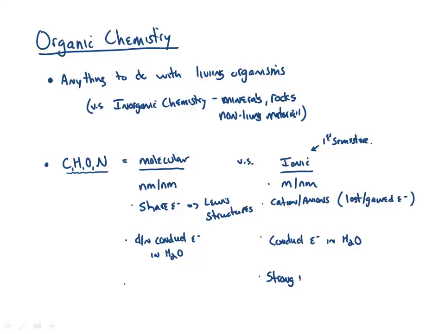Yeah, these are strong bonds. These are weak bonds. And so since they're weak bonds, this generally means we have low melting points and boiling points compared to ionic compounds, which have high melting points and boiling points.